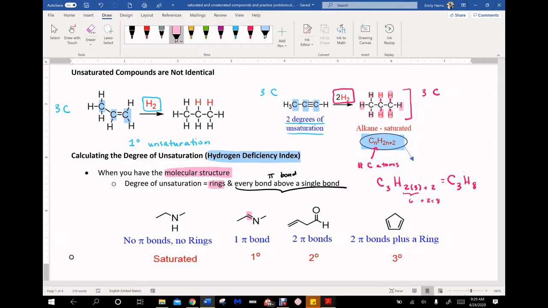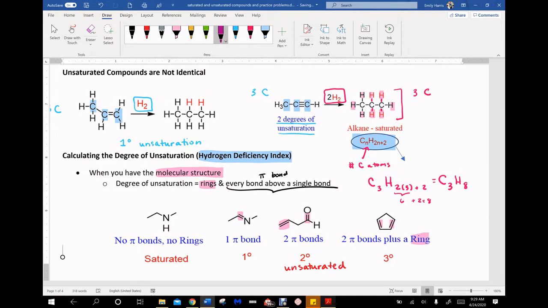All right, now let's look at the next one. This one happens to have 2 pi bonds due to its 2 double bonds. So this would have 2 degrees of unsaturation. And when we say 2 degrees, it's implied that this is unsaturated. Then finally, this last one is interesting. This one is going to end up with 3 degrees of unsaturation because you have 2 pi bonds and you also have a ring, okay? And let me show you right quick why a ring ends up being unsaturated even if it has all single bonds.